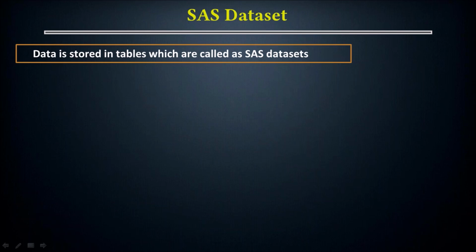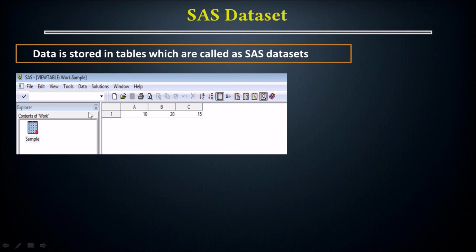Now let's see about the SAS files. SAS stores the data in the form of data sets. They look like a table like this. This is called a data set. So when you run any program, SAS stores the data like this in the form of a data set. If you double click to open this one, it will show you the complete data we have here. Here A has a value of 10, B 20 and C 15, right?